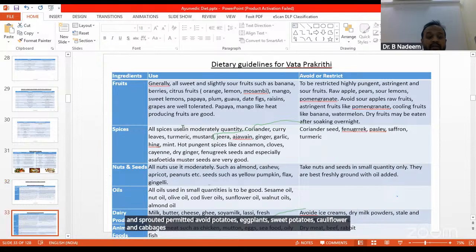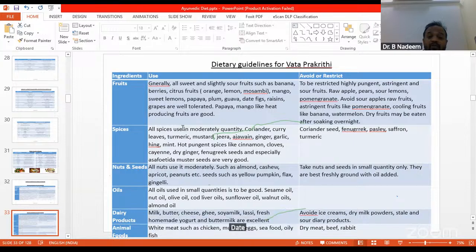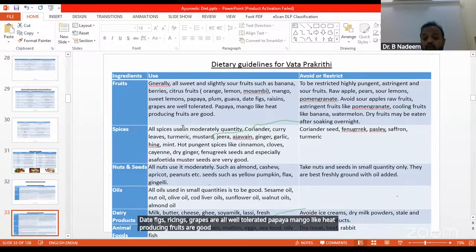Okay, then again dietary guidelines for Vata Prakriti. In fruits, let's understand. Generally, all sweet and slightly sour fruits such as bananas, berries, citrus fruits like orange, lemon, mosambi, mango, sweet lemons, papaya, plum, guava, dates, figs, raisins, grapes are well tolerated. Papaya, mango, like heat-producing fruits, are good. Again, in Vata, we should avoid highly pungent, astringent, and sour fruits: raw apple, pears, sour lemons, pomegranate. Avoid sour apple, raw fruits, astringent fruit like pomegranate, cooling fruits like banana, watermelon. Dry fruits may be eaten after soaking.